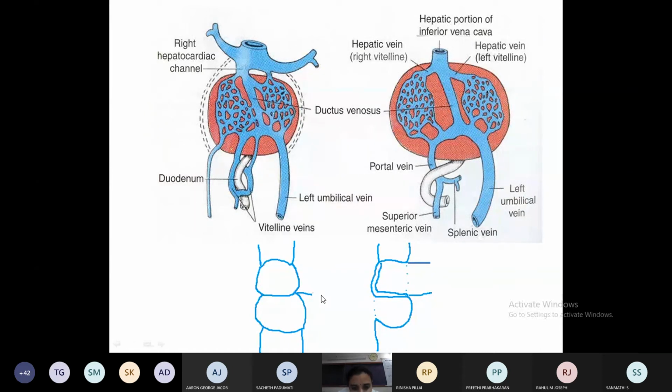Opposite the middle dorsal, how is the portal vein formed? It's over, no? Portal vein. What are the main tributaries of the portal vein? Is it over or not?